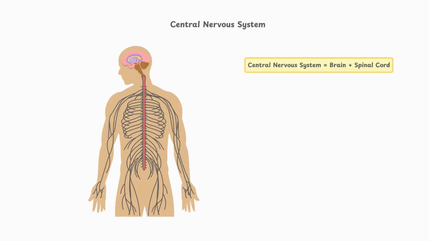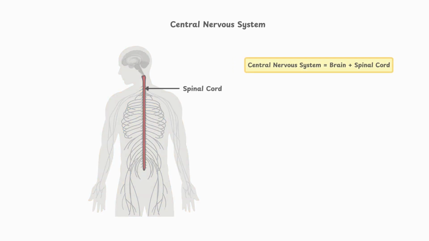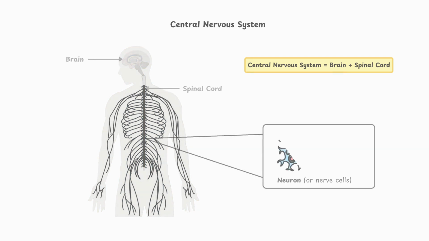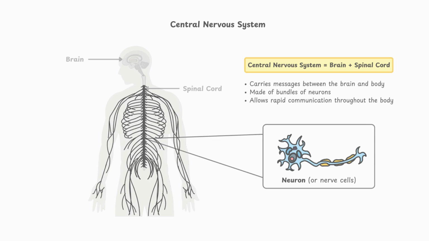The central nervous system consists of the brain and the spinal cord. The spinal cord extends from the base of the brain and is made up of bundles of neurons. These neurons branch out to different parts of the body, allowing information to travel quickly between the brain and the rest of the body. Let's explore the structure of the brain and how its different regions work together.